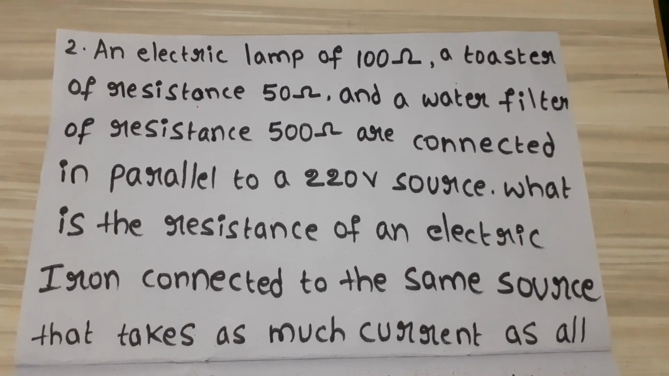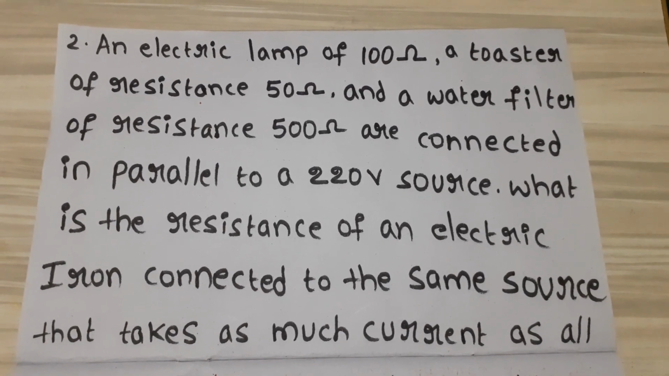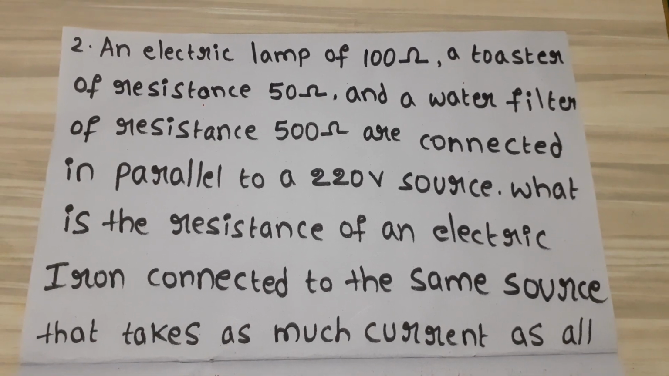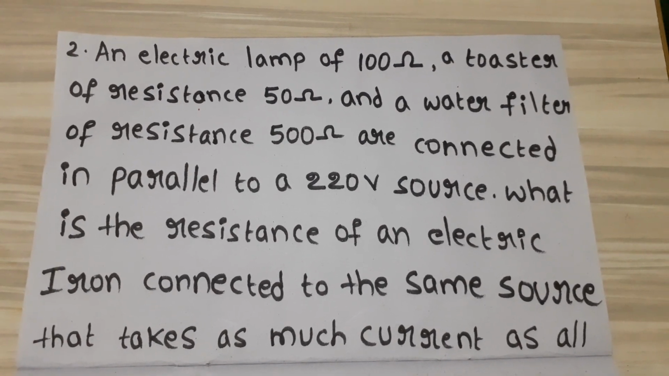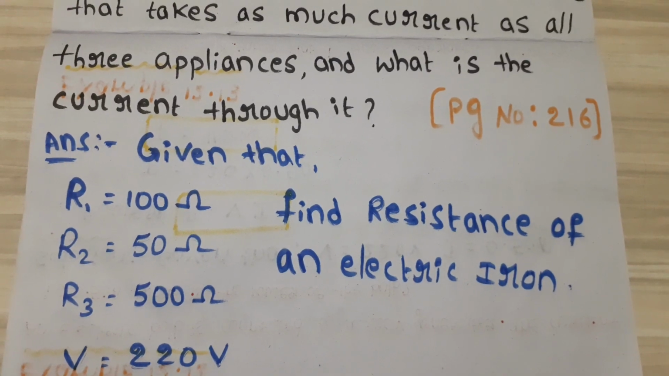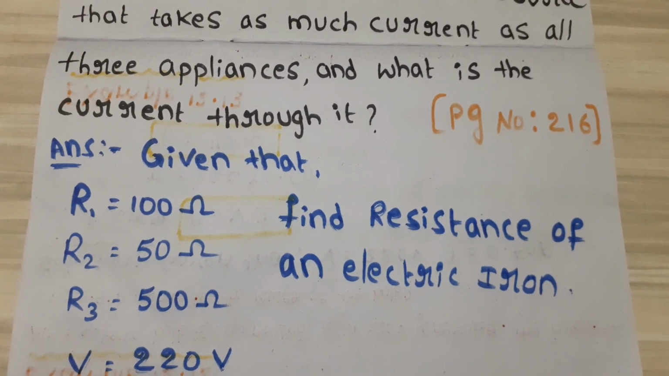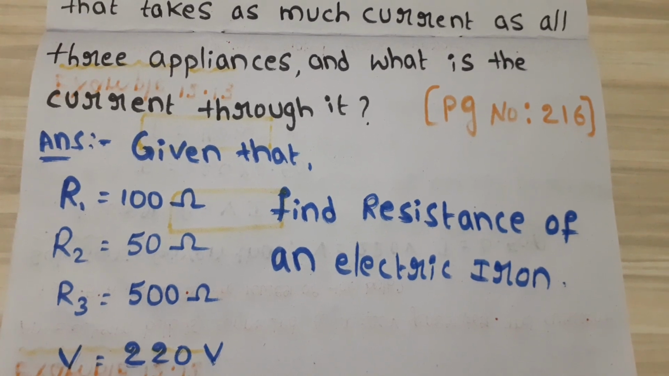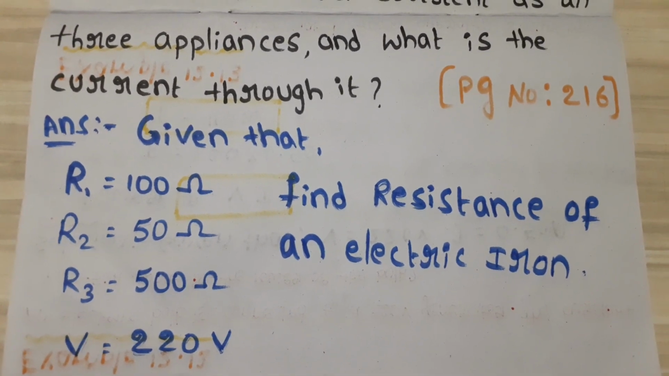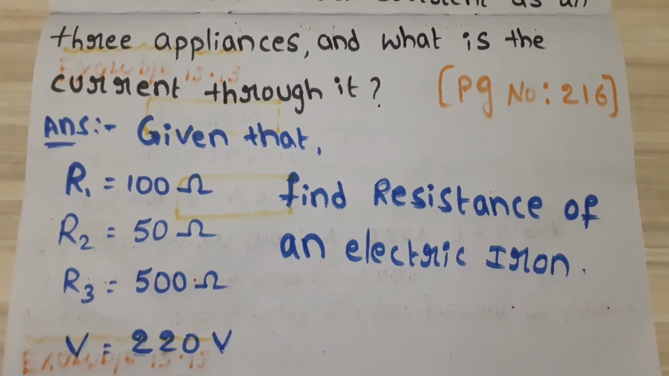So what is the resistance of an electrical iron connected to the same source that takes as much current as all three appliances, and what is the current flowing through it? So we have to find out here the resistance of an electrical iron.